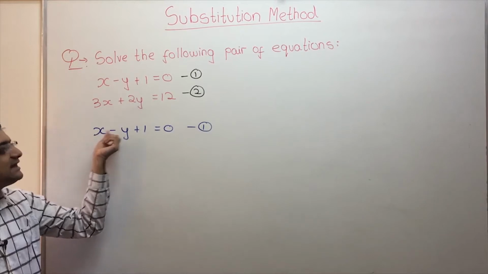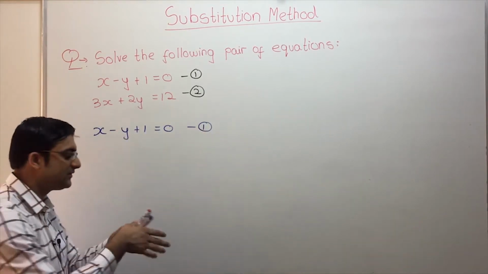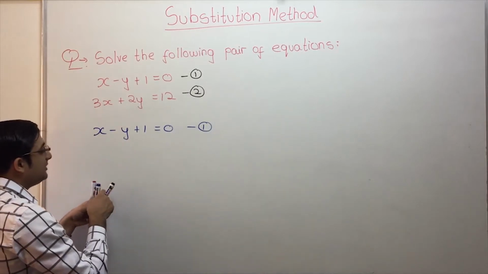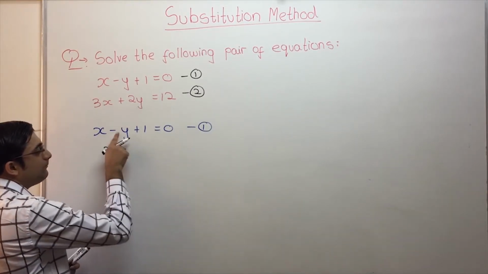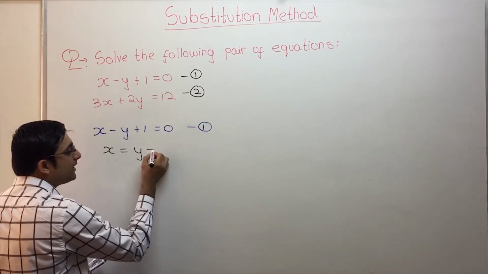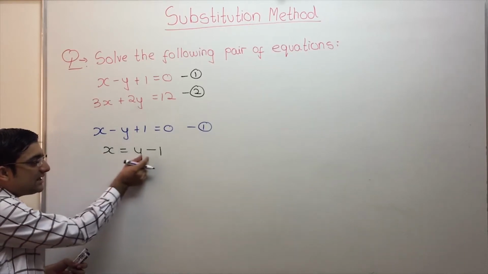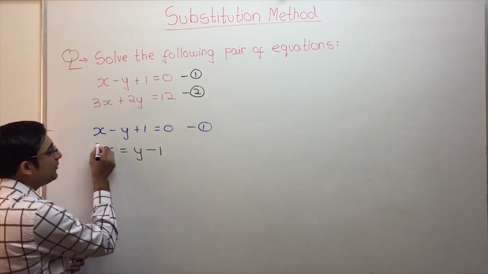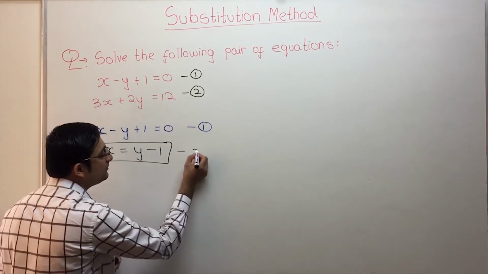So we want to express x in terms of y. Keep x over here, take everything else over there. So what do we get from here? From here we get x is equal to minus y, on the other side will become plus y, plus 1 on the other side will become minus 1. So x is equal to y minus 1. So we have expressed x in terms of y. I want you to box this, and let's say I call this equation number 3.